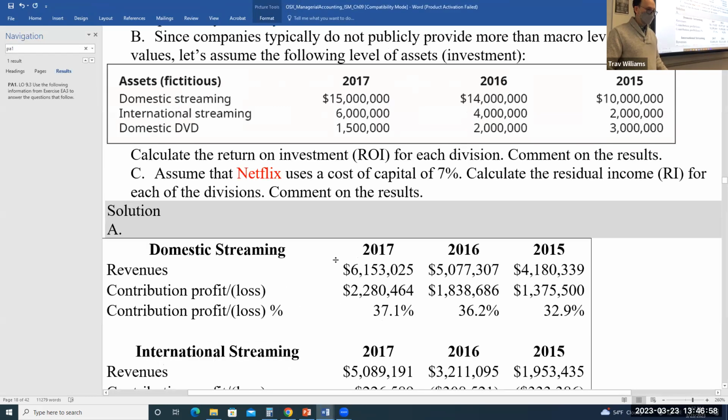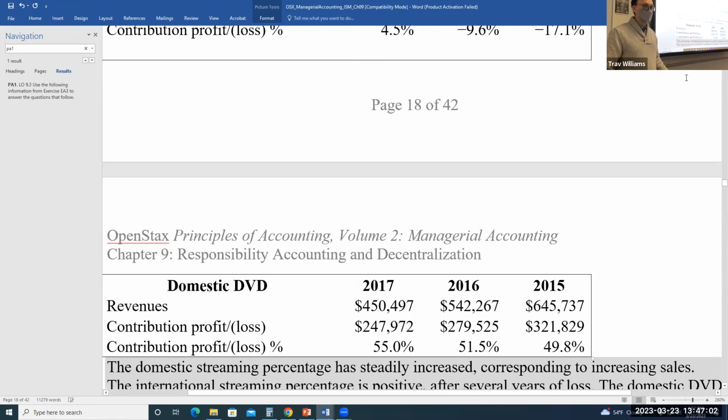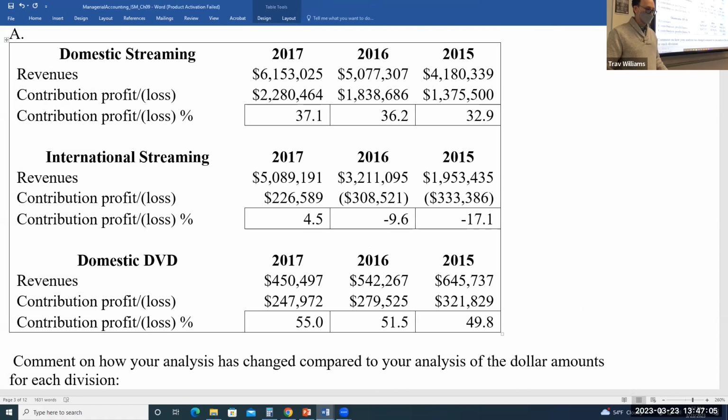Let's confirm. And that looks right to me. Okay. So now that we've done that, again, it's easier to analyze because we could just look at the domestic streaming starting from 2015 going all the way to the 2017 data. And we see continuous increase, right? In the contribution profit percentage.